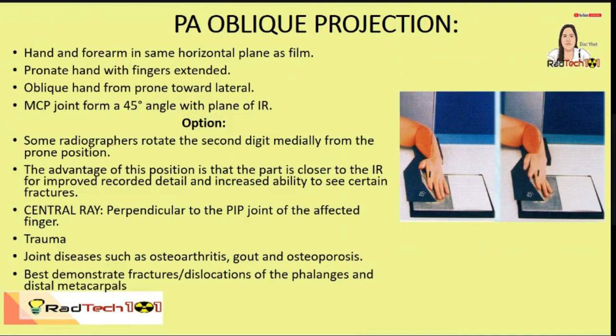So some radiographers rotate the second digit medially from the prone position. So kung naka-prone siya, i-rotate medially towards the medial side. The advantage, so ito, kapag medial rotation, the advantage is that the part is closer to IR, so increased visibility of the fractures and also decreased magnification. So again, kapag ang ating part to be examined is near the IR or closer to IR, ma-decrease ang magnification.